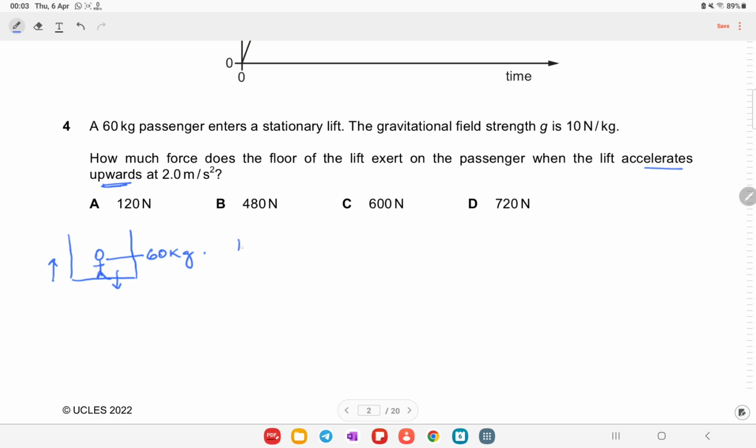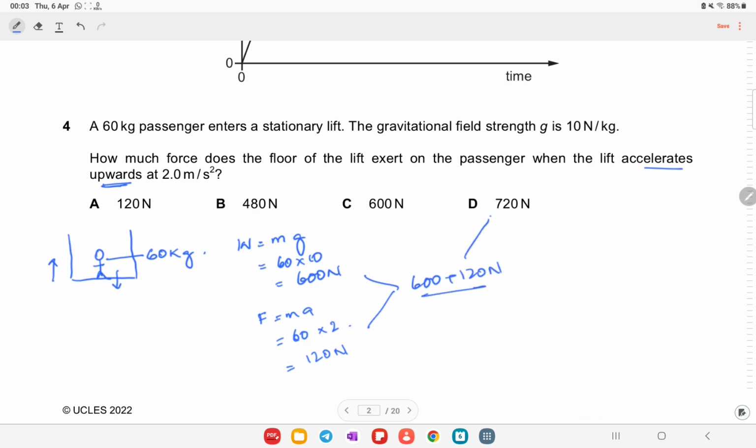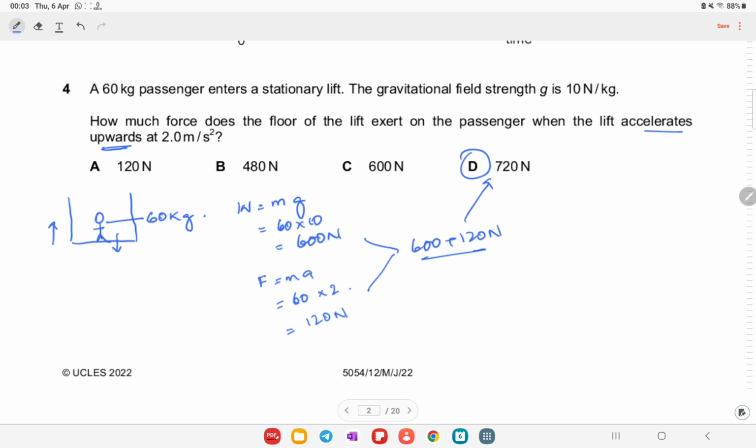First of all, we will find the weight of this person, which is W equals mg, and that's 60 times 10, which is 600 newtons. And then we are going to find the force that is needed to move this upward. For this, again, you will use Newton's second law, F equals ma, mass times acceleration, so this is 120 newtons. So add them together, 600 plus 120 newtons. You will end up with this option. So basically it needs this much force to move the lift upwards.